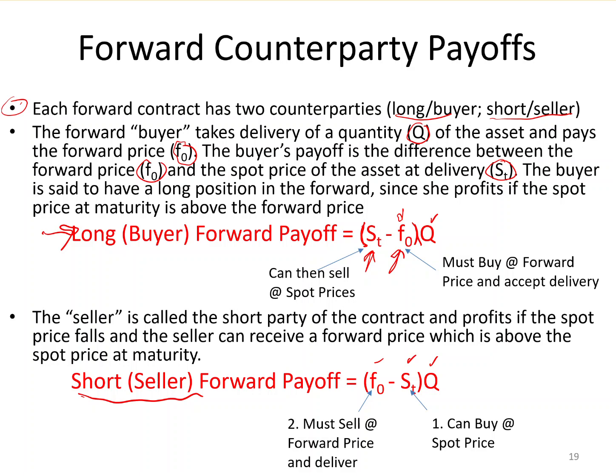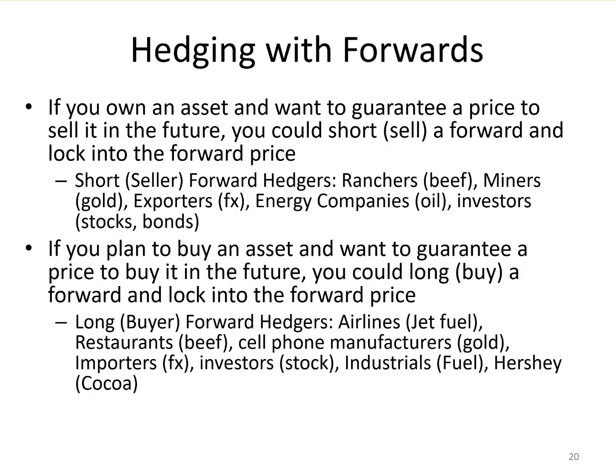Now remember, this is the seller of the asset, so they're going to receive F0, that's why it's positive. How they could profit from the position is they can go out in the marketplace at maturity of the contract and buy at the spot price ST and then deliver at the agreed upon F0 and earn profit. So those are the payoffs. Long, ST minus F times Q. Short, F minus ST times Q.